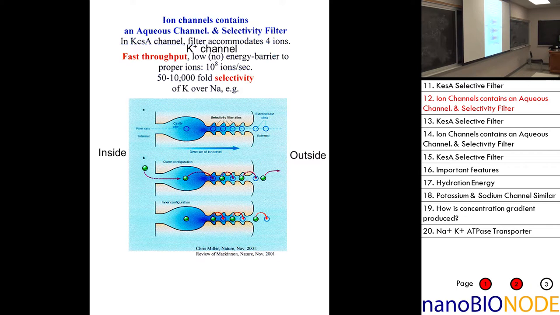Anyways, as I was saying, if you have 100 kT, you have e to the minus 100 kT over kT, so let's say one unit here, and you have e to the minus 100 here. This is basically zero. So in this case, what they're doing is stripping the water molecules from the potassium, but making it practically cost zero energy. The way that they do this is they have the amino acids.